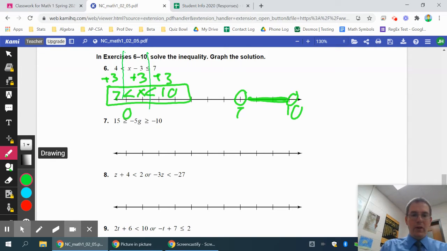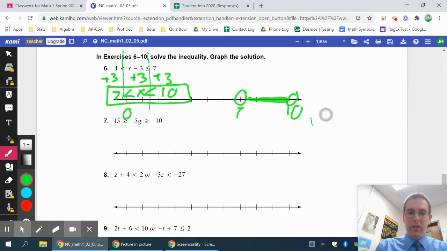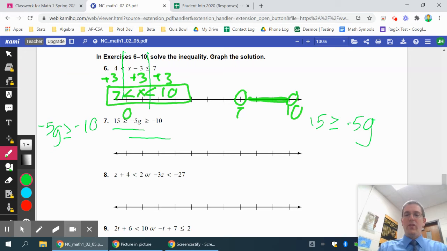So on the next one, I'm going to show you a second way to do it. There are some students who just don't like thinking of the 3 parts. So what you can do is you can actually write the inequality in 2 pieces. I can write it as 15 is greater than or equal to negative 5g. So that's one piece of the inequality. And then I can write a second piece, negative 5g is greater than or equal to negative 10. And then what I'll do is solve each piece separately.